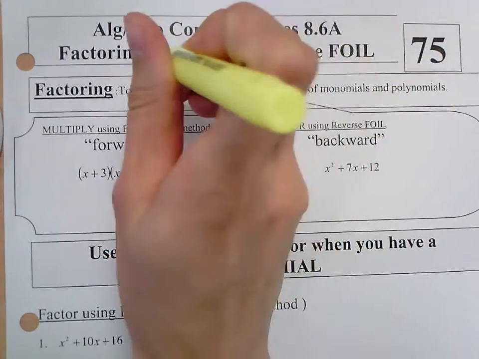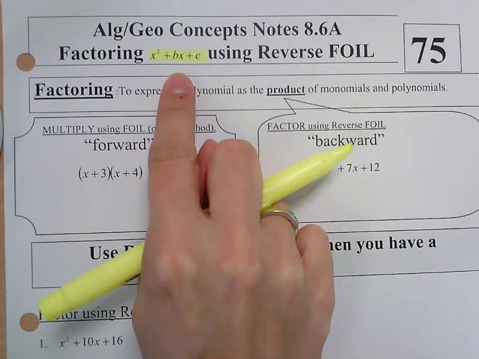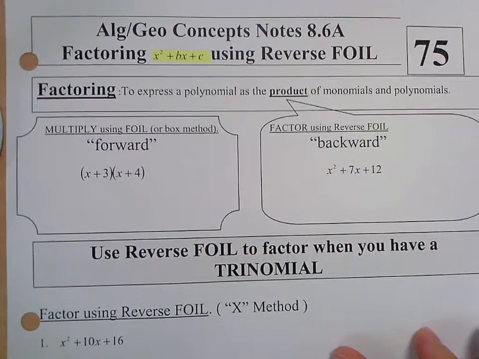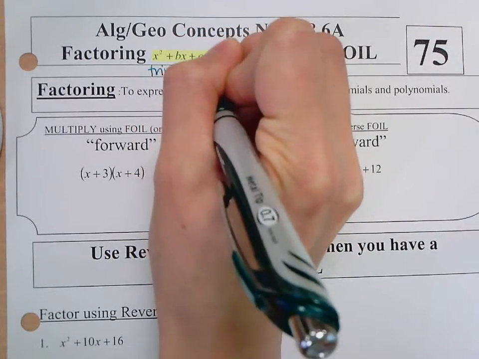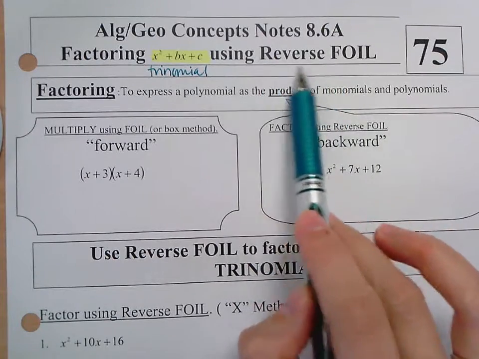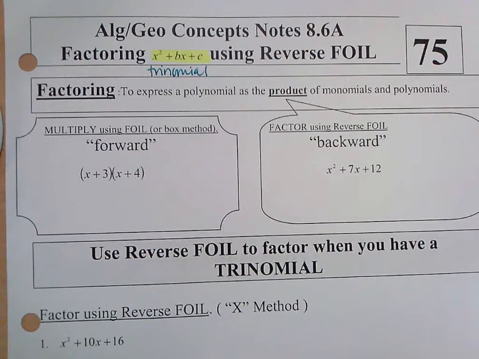So of the form x squared plus bx plus c. Andrew, how many terms does this have? 3. What do we call a polynomial with 3 terms? Trinomial. So we are factoring trinomials. The way we factor trinomials is by using what's called reverse FOIL. And I'll explain why it's called reverse FOIL.